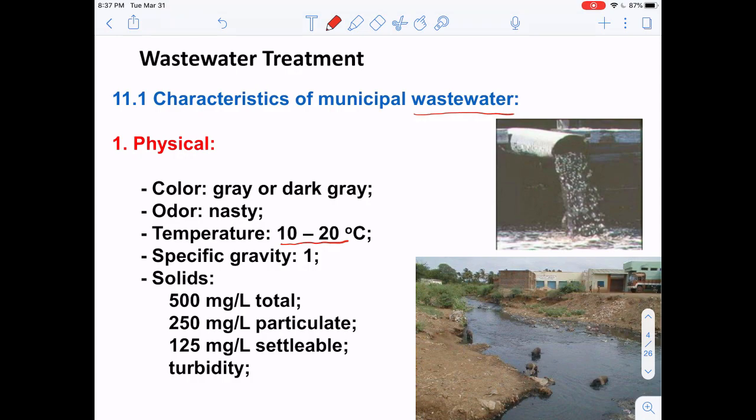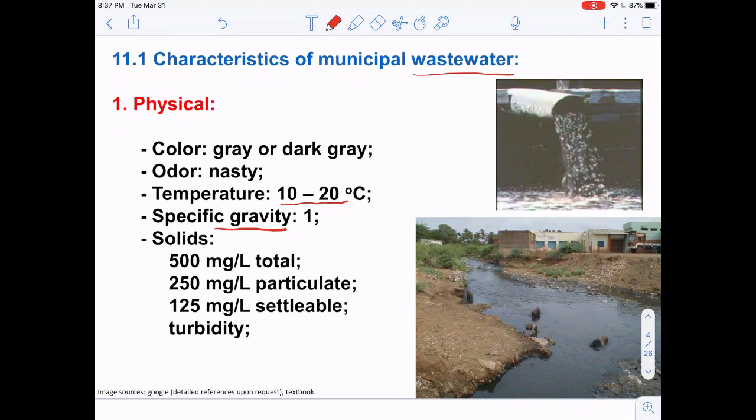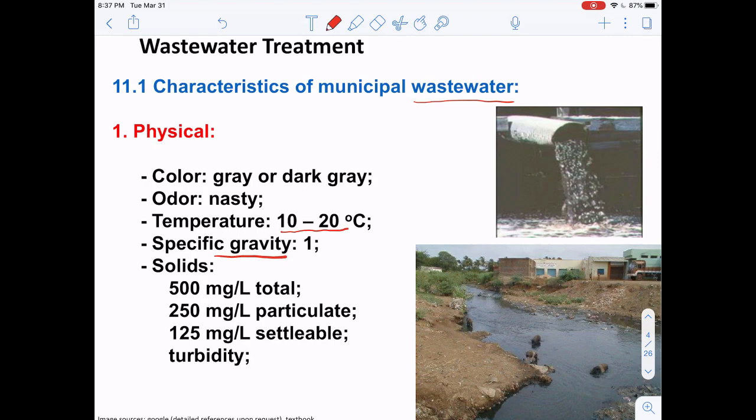They're typically heated. Just think of the water coming from your bath or the water coming from a power plant. Typically, they're emitted at a relatively higher temperature, which raises the overall temperature of the wastewater. In terms of specific gravity, we mentioned that specific gravity is the density relative to water density, right? So a specific gravity of 1 means that the wastewater has a density of 1 gram per cubic centimeter, which is the water density, right?